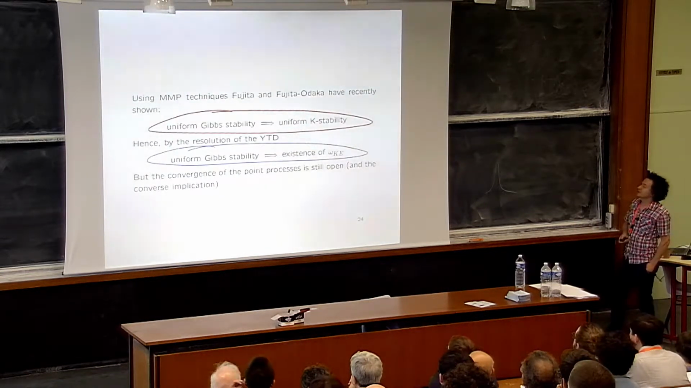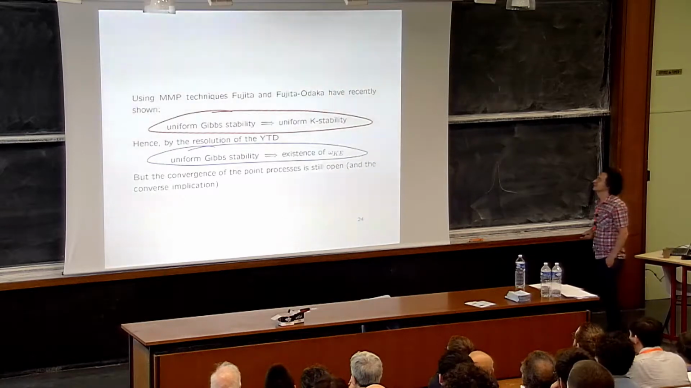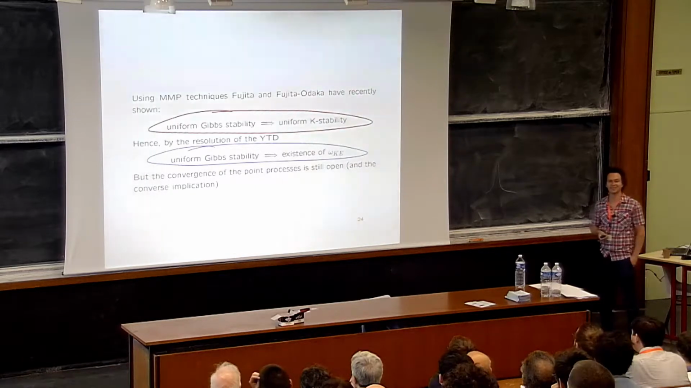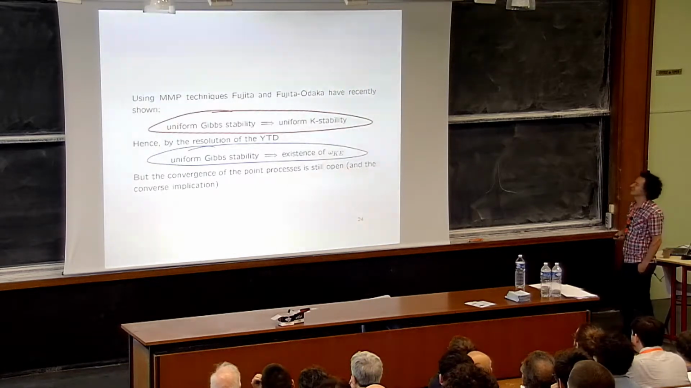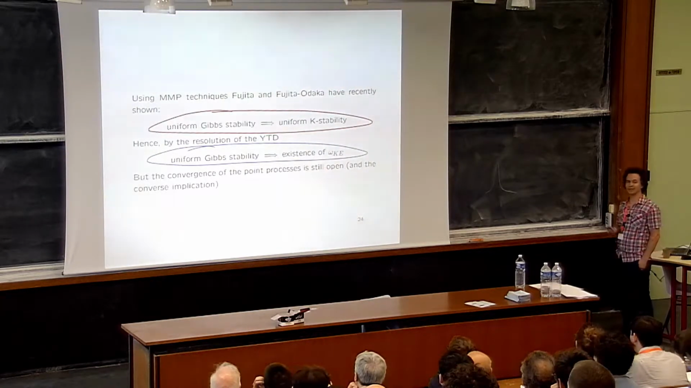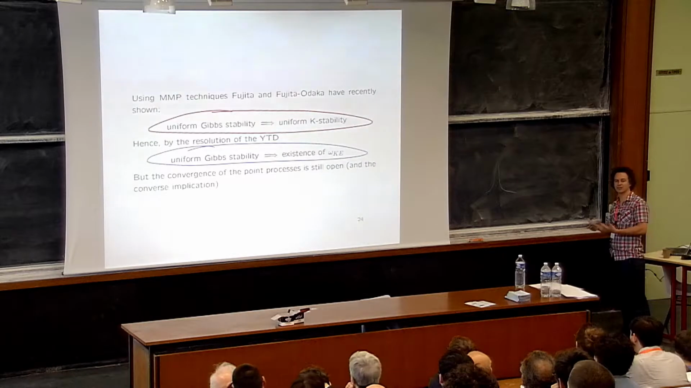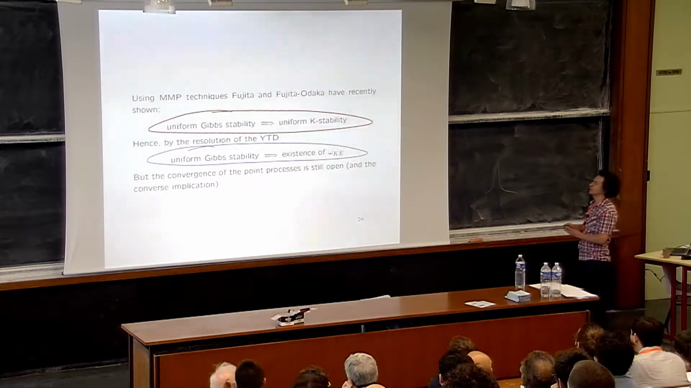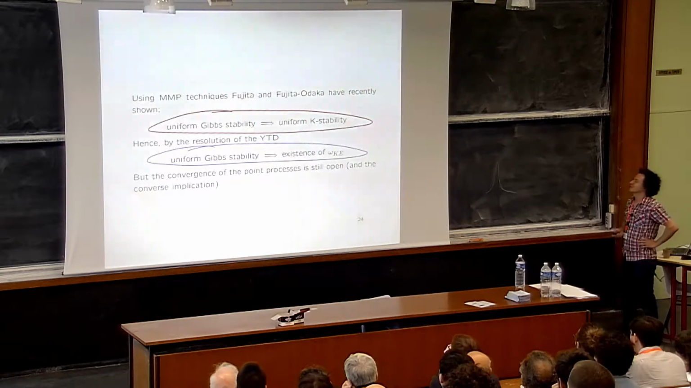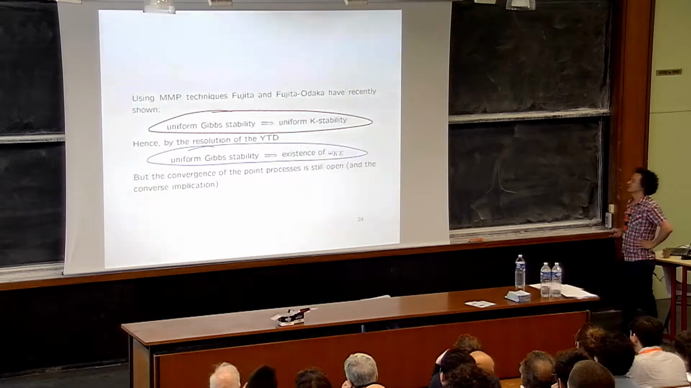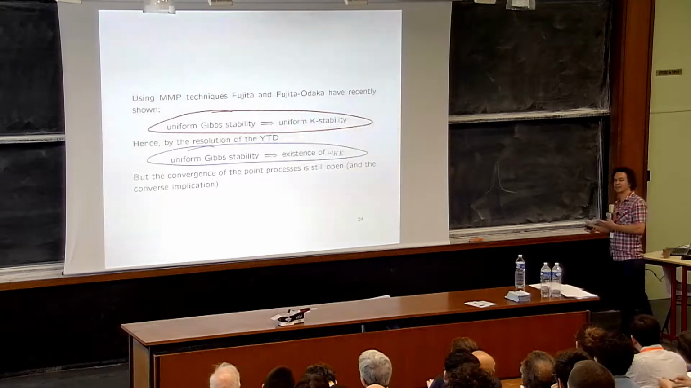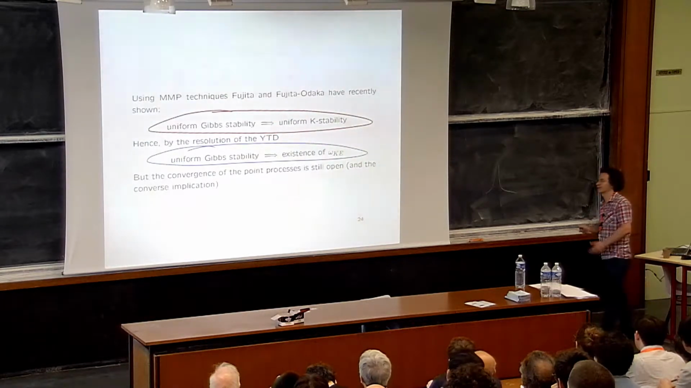And then it turns out that using MMP techniques, Kento Fujita, together with Yuji Odaka, Kento is there, yeah, they managed to prove some really great results. They proved that uniform Gibbs stability indeed implies uniform K-stability, which is consistent with the conjecture. This is a purely algebraic proof and argument. So given the resolution of the Yau-Tian-Donaldson conjecture, uniform Gibbs stability implies the existence of a Kähler-Einstein metric. But this does not use the probabilistic approach.